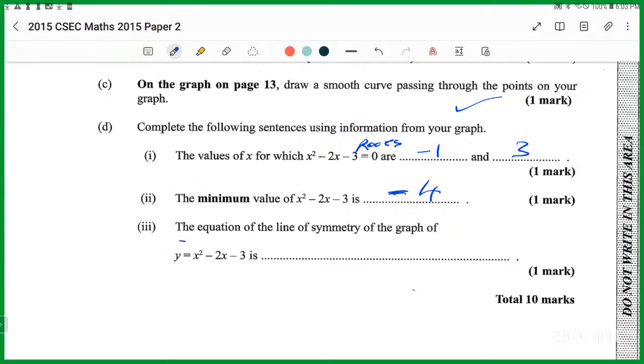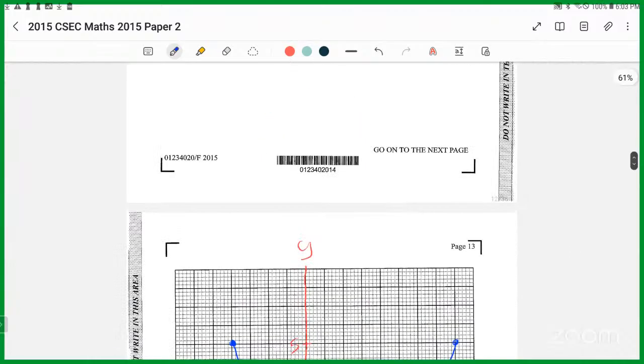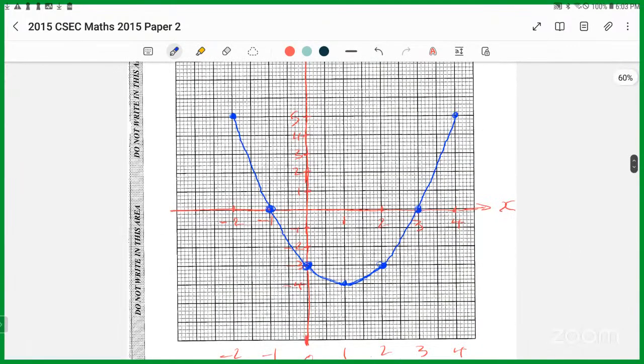And it says the equation of the axis of symmetry is the vertical line through the turning point. The turning point is 1, negative 4. So this is the x value of the turning point, xt, and this is your yt. Axis of symmetry, remember, is x equals the xt value. So it's x equals 1. On the graph, it will be the vertical line through this point, like this.